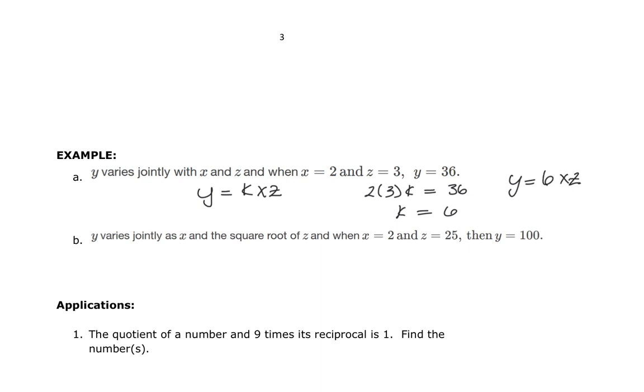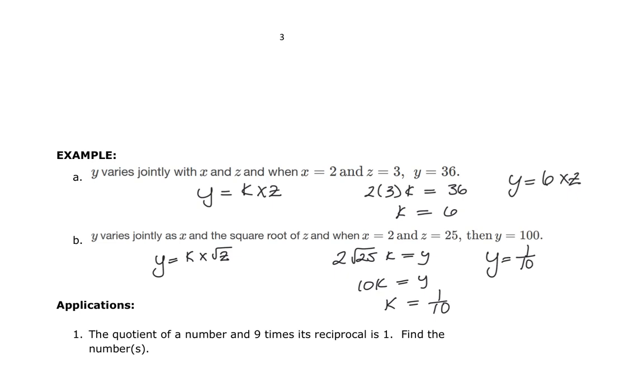Y varies jointly as x and the square root of z. So y is equal to k, x, and the square root of z. So when x is 2 and z is 25, the square root of 25 multiplied by k is equal to y. So 10k is equal to y, so k is equal to 1/10. So my equation is y is equal to 1/10, x, and then the square root of z.